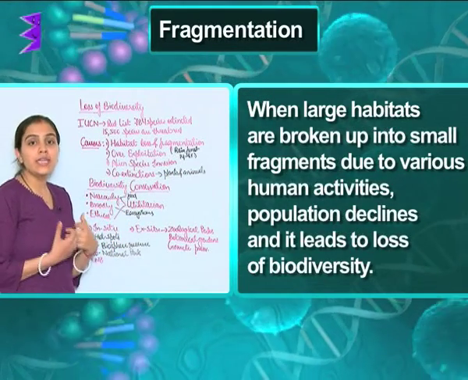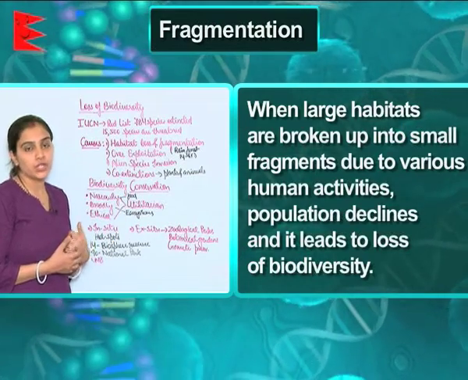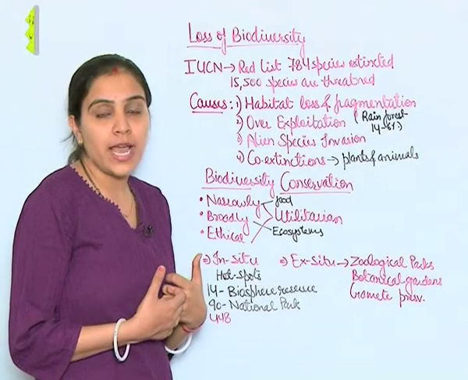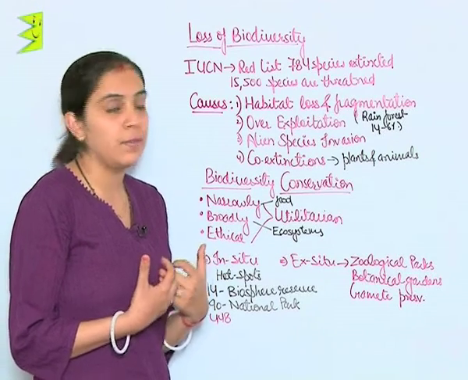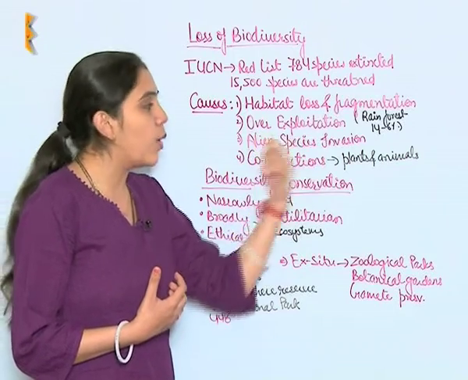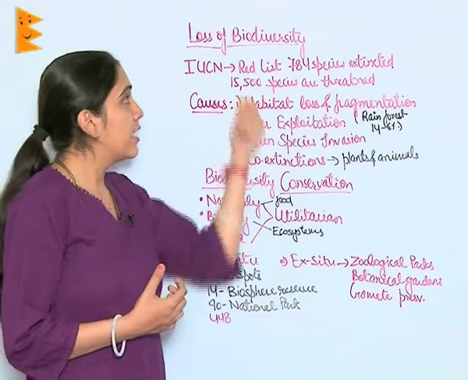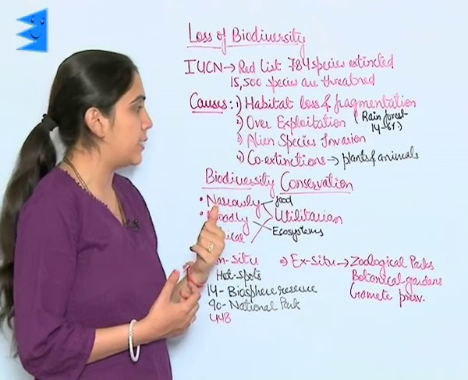Overexploitation. When need becomes greed, it leads to overexploitation. Excess of fertilization, excess of urbanization, and excess need and demand for plant products and animal products lead to overexploitation of the species, and thus to loss of biodiversity.